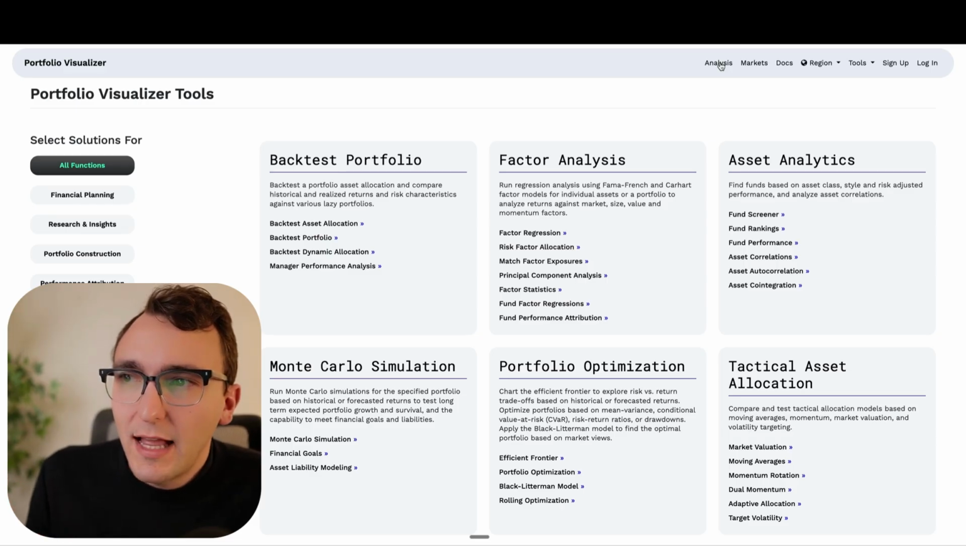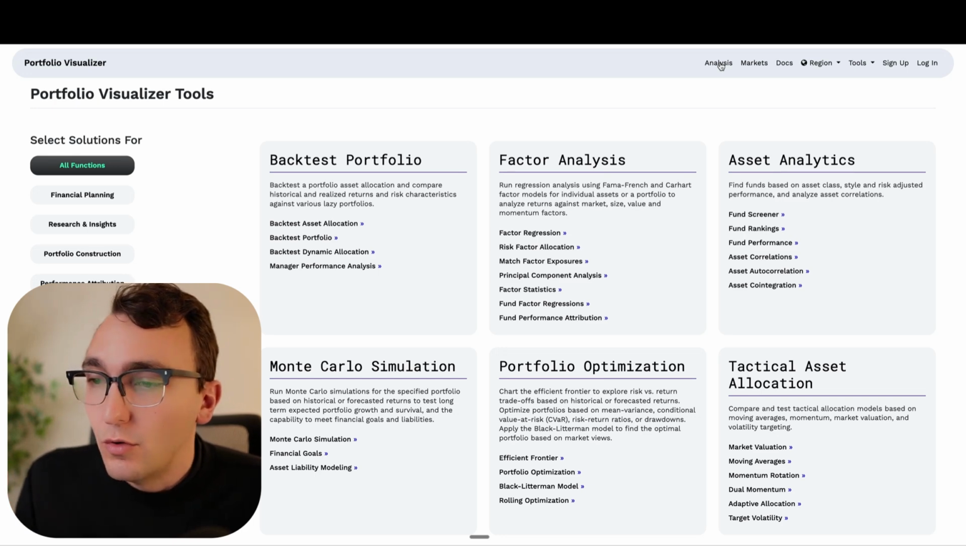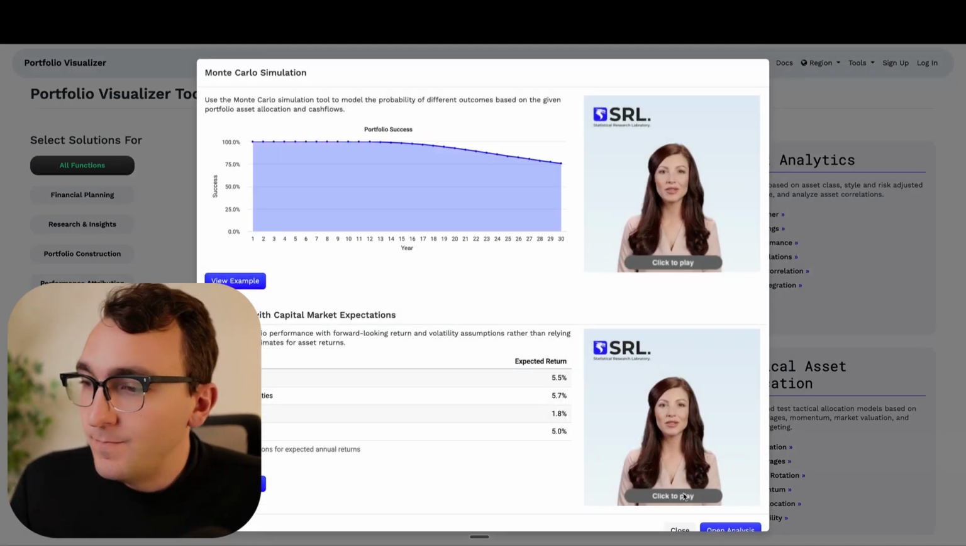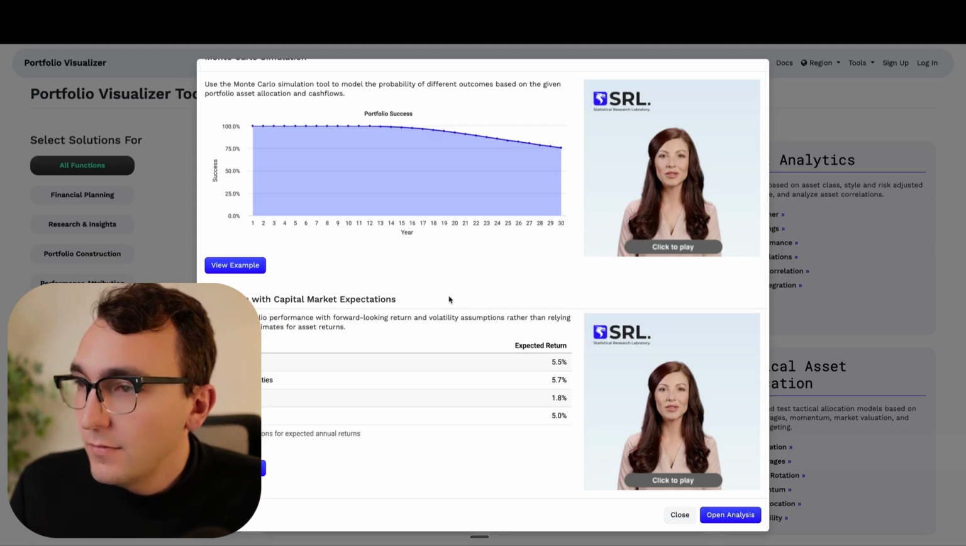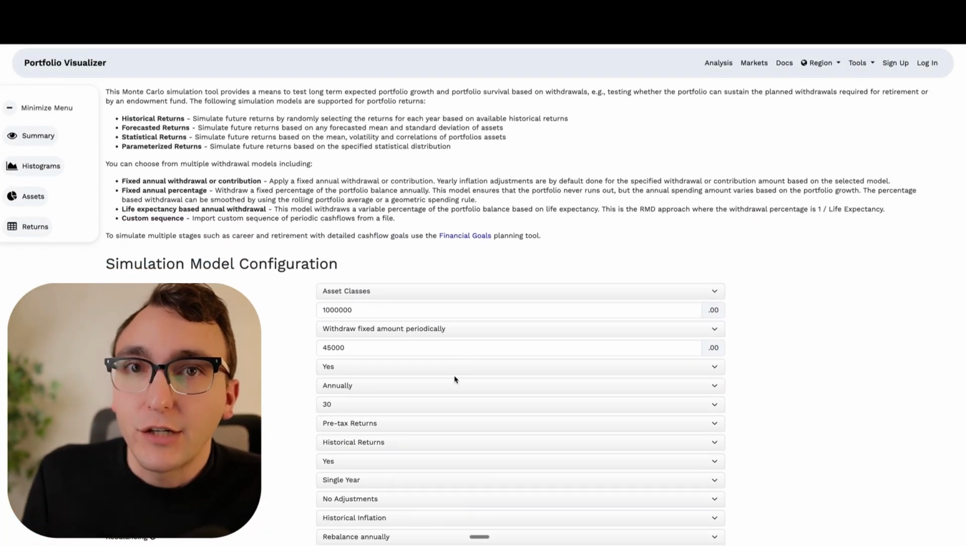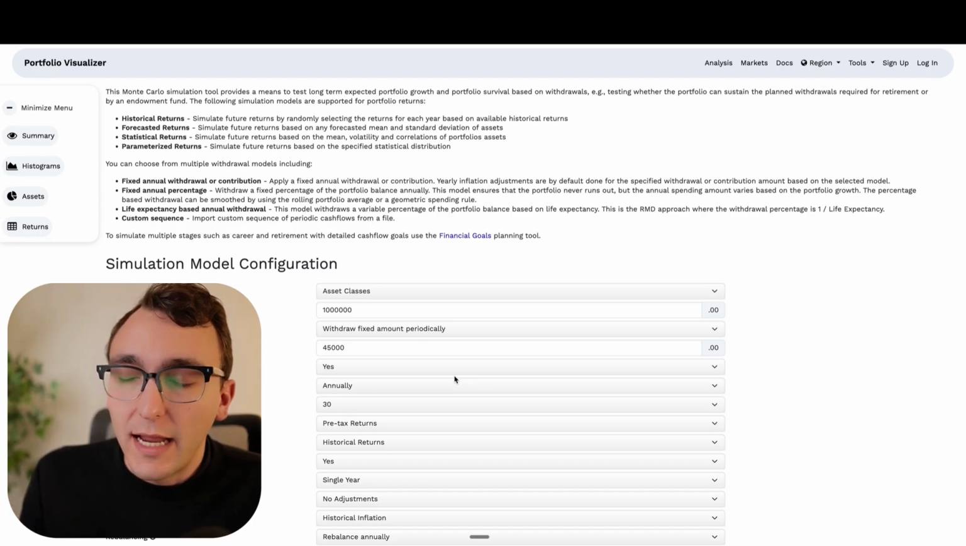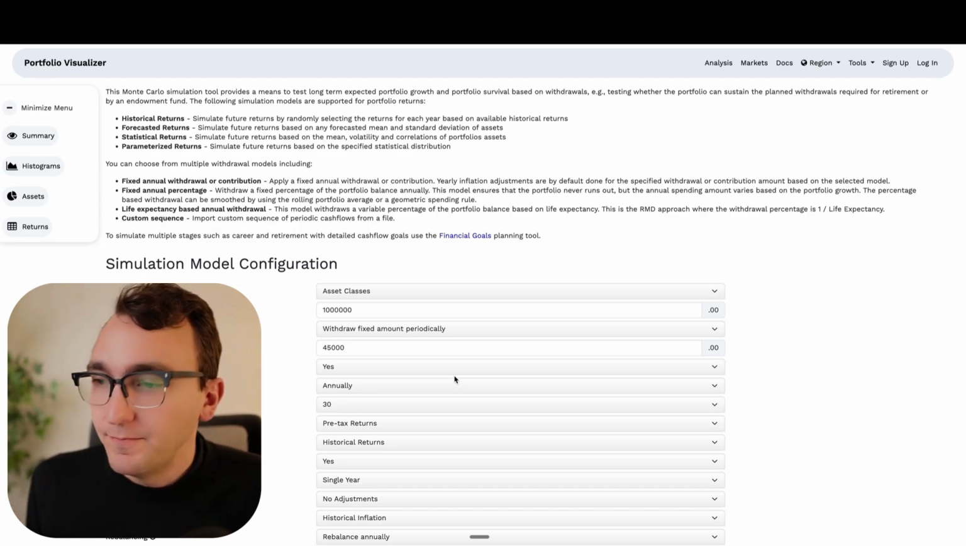So to look at that a little bit closer, Portfolio Visualizer does have a Monte Carlo tool here. So if you go to analysis, it's just right here, Monte Carlo simulation. You can open this up and it will give you the ability to model cash flows, model your portfolio, and see the likelihood, probability of success for your plan.